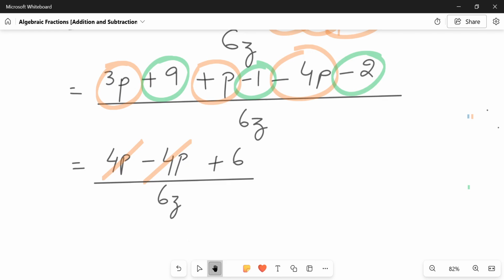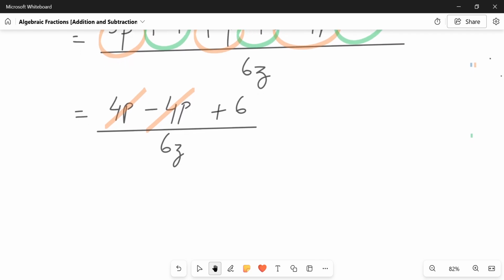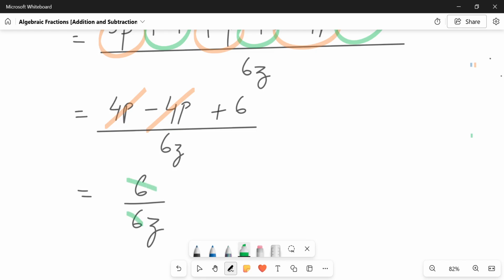Now, yes, anyone tell me what is the final answer? Yes, any guesses? Anyone tell me what is the final answer? Yes, is it z or 1 over z? Come on, write down in the comment box. Who will get the answer before me? Okay, this is 6 over 6z. 6 and 6 cancel. So the final answer is 1 over z.